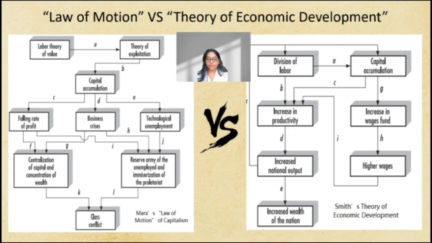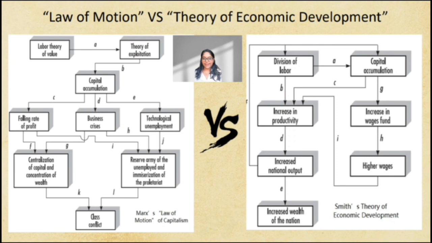Greater national output makes it possible for consumers to consume more goods and services. And Smith believed an increased wealth of the nation will happen, which you can see in arrow E. It also widens the market and justifies further division of labor and capital accumulation, by arrow F. Next, capital accumulation enlarges the wages fund.